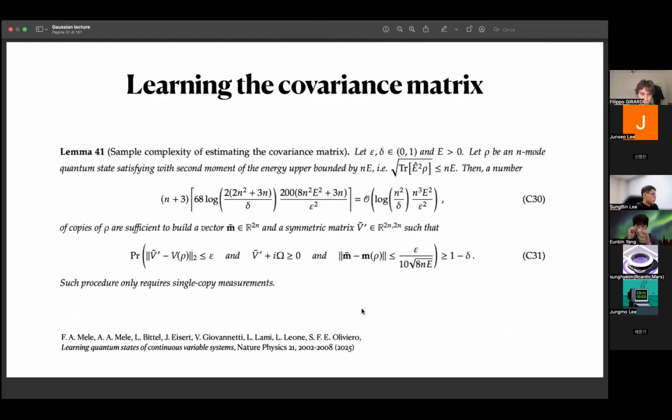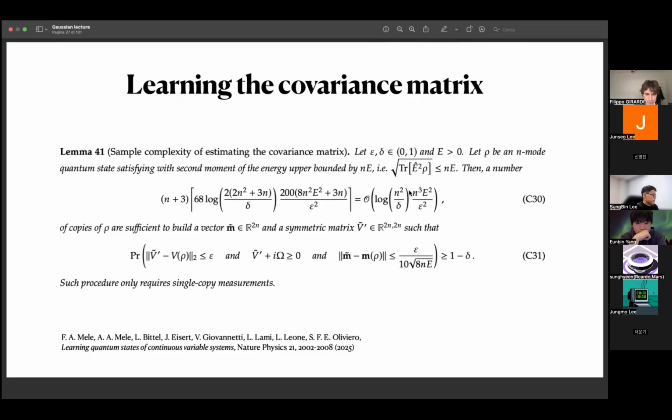So in order to do that, I wanted to show you some technical tools that, in principle, if you're going to do research in this topic, you might be interested in and you might need in some problems. I wanted to give you a quick overview of the statements. So first of all, how do we learn the covariance matrix? Well, there exists a protocol which uses a polynomial number of samples of any arbitrary n-mode quantum state with second moment of the energy upper bounded this way.